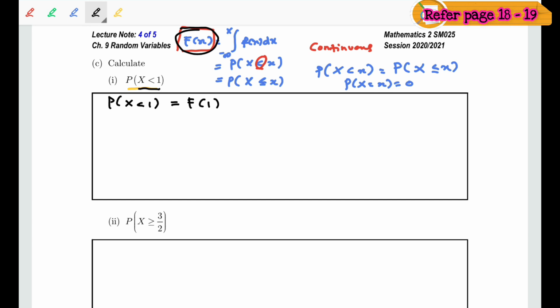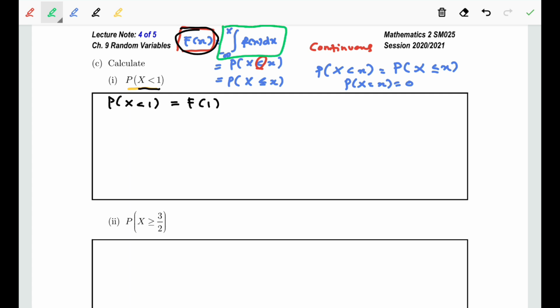If you are going to use the PDF, you need to integrate. If you don't have the CDF and you only have the PDF, you have to use this kind of method and integrate. But now we already have the function of F(x), so in a short way, we use this rather than integrate. So how are we going to find F of 1? We substitute x equals 1 into the correct function. So what is the correct function?